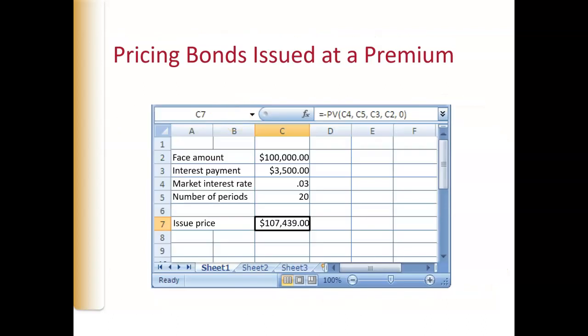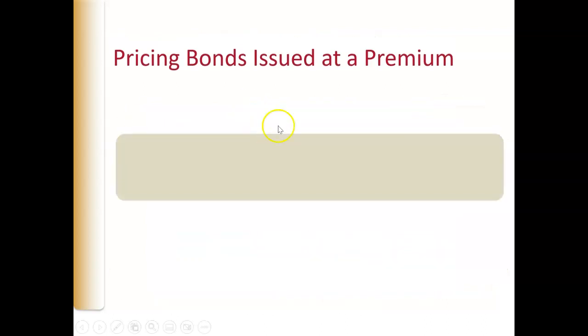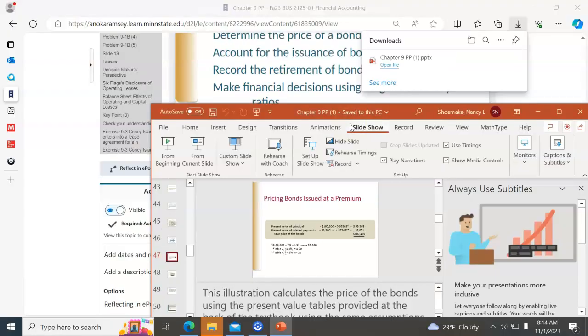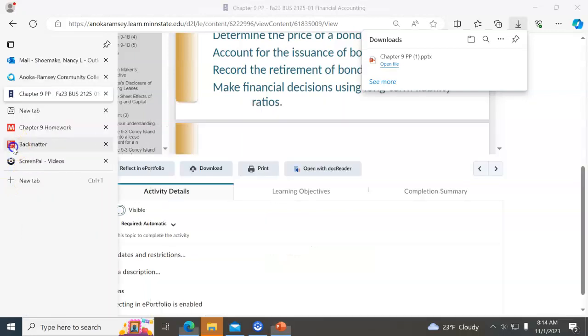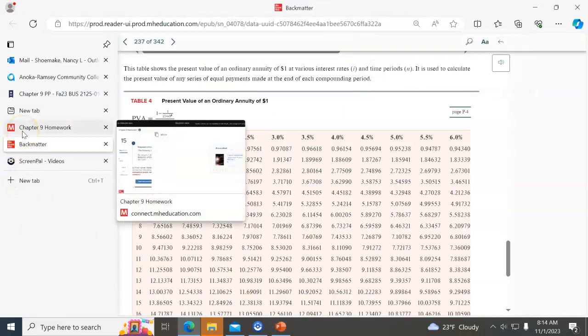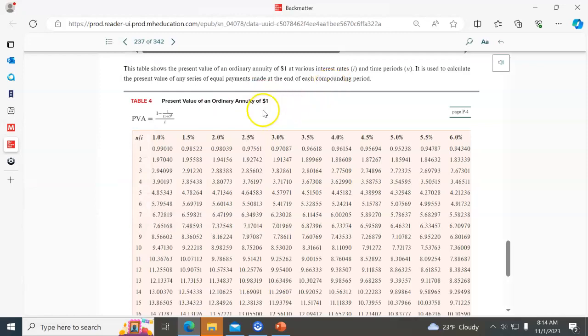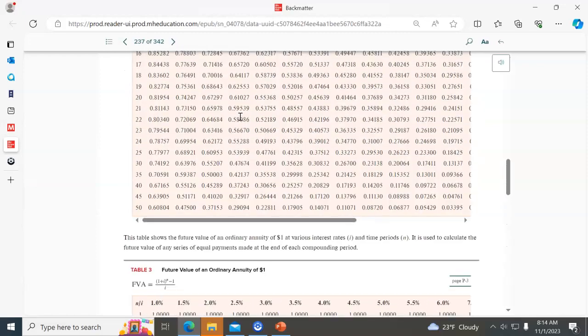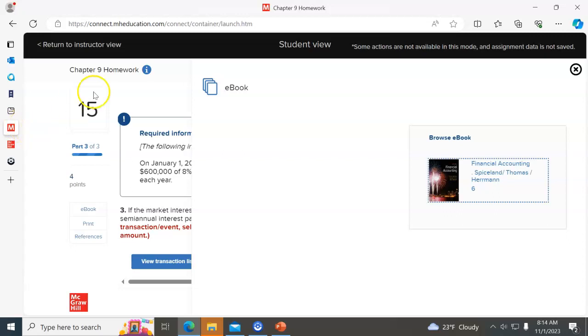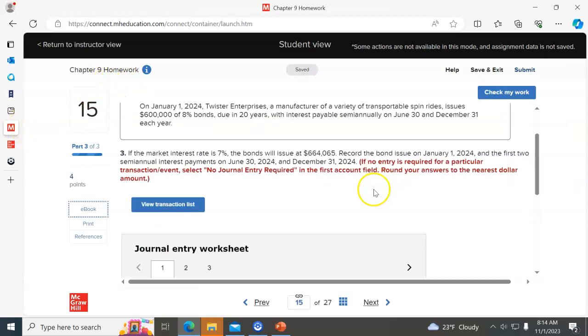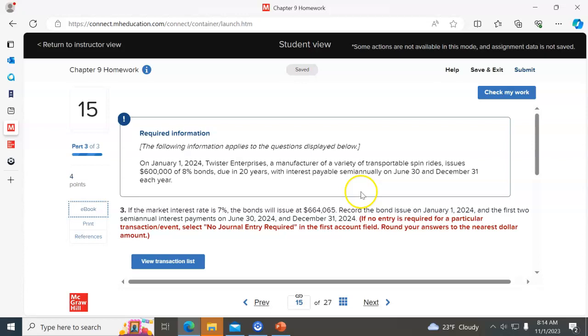So what I want to do is go over some problems, okay? You guys are sure it's okay that I do some homework problems. Remember, page 237 has these tables, and we'll go over some problems. So let's look at this problem here, number 15.